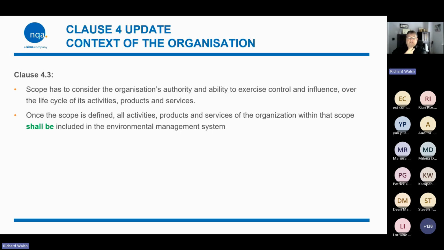And once the scope has been defined, so once you've identified what these areas are, what needs to be included, then they have to be, and I put it in green because it's "shall be", that's the phrase that the standard uses, they shall be included in the environmental management system. So we can't just rule out something because it's offsite. If it can be demonstrated that you have control or influence over something, then it needs to be included within the wording of the scope as defined in your management system, not on the certificate.